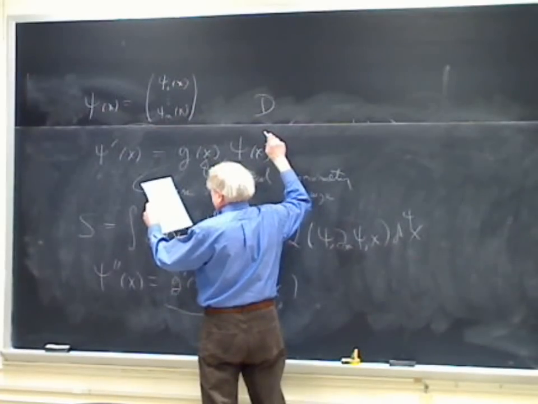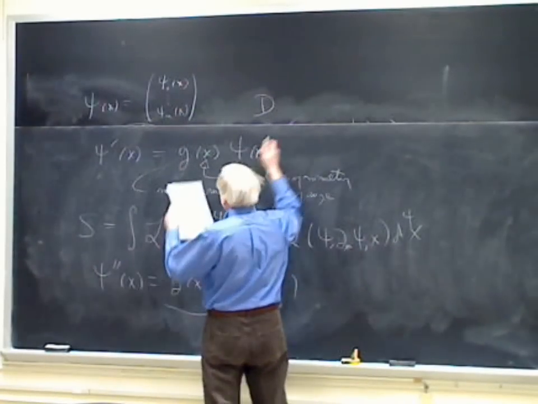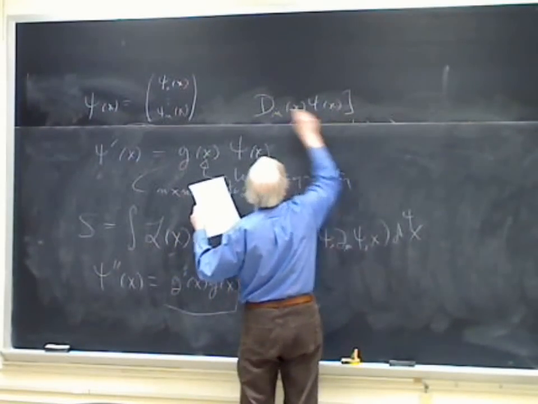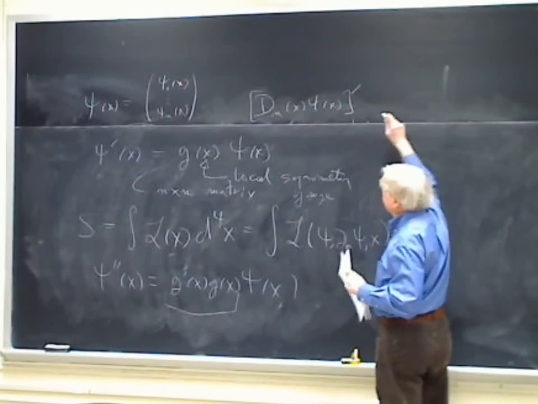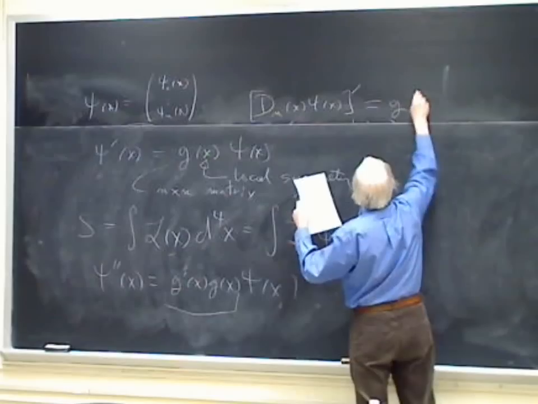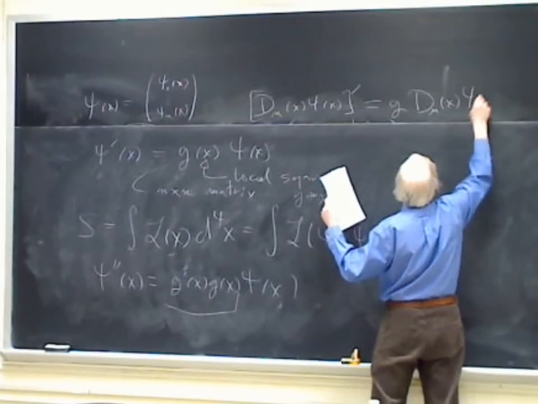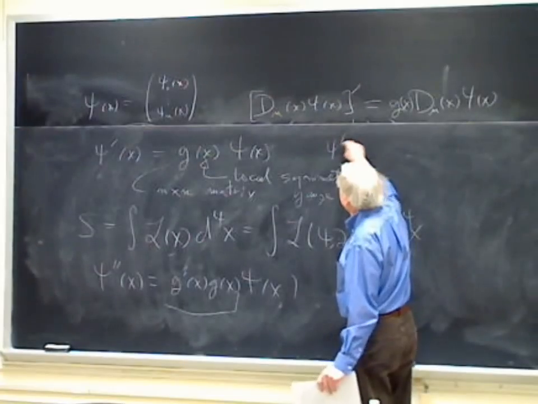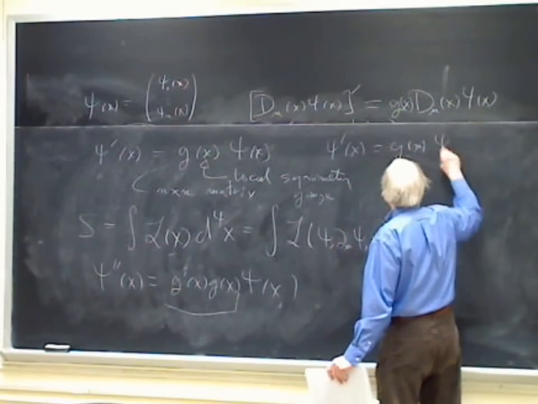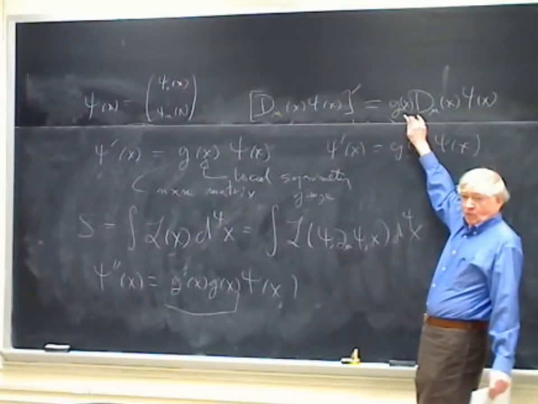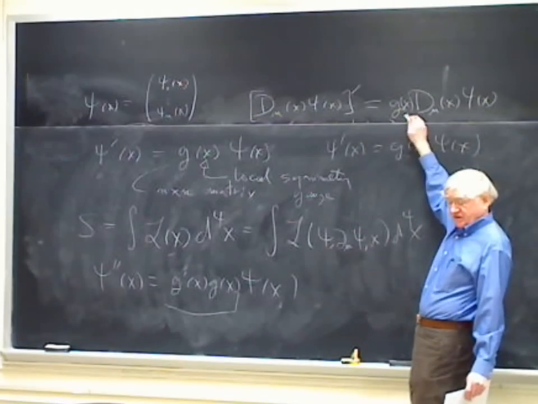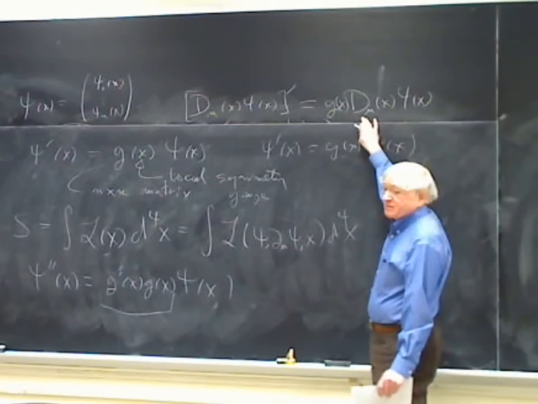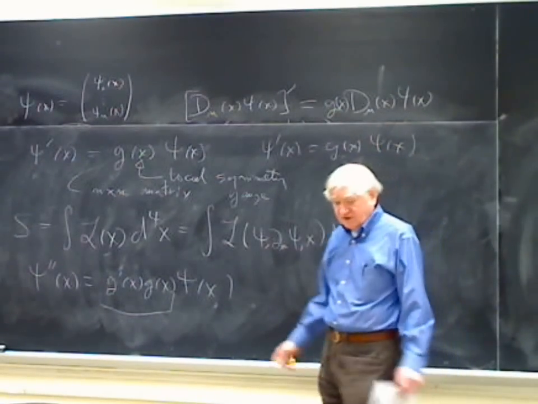And then, in order to have an action invariant, one needs to define what's called a covariant derivative. And the idea is that the covariant derivative under a gauge transformation should just behave the same way the field behaves. In other words, the field is psi prime of x equals g of x psi of x, and so what one wants is to have the derivatives of the field transform the same way. The ordinary derivatives won't transform the same way, but we can define something that will. That's called the covariant derivative.